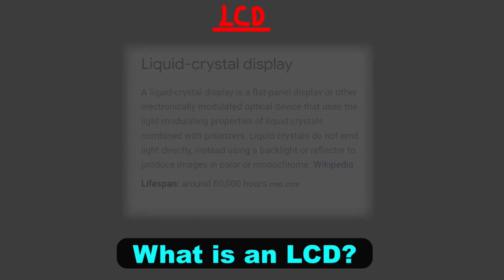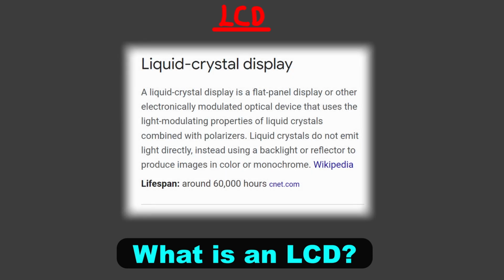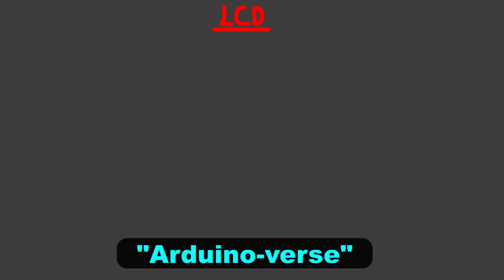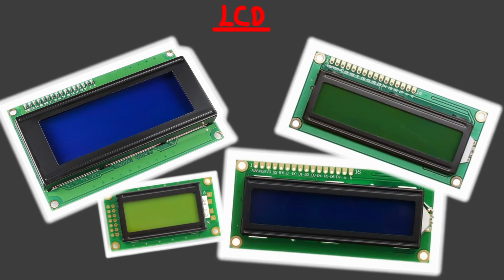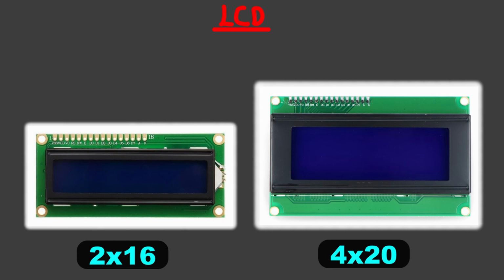Let's talk about LCDs first. What is an LCD? LCD stands for Liquid Crystal Display, and it's a type of display technology. How the technology works is not important for this video, and if you're interested, you can YouTube the term. But in the Arduino verse, if you say LCD, the first thing that will come to people's mind will be one of these displays. They come with different shapes and sizes, but the ones we're gonna use, which are the most popular ones, are the 2x16 and 4x20 LCDs. I haven't tested the library for all LCD sizes, but it works with these ones at the very least.